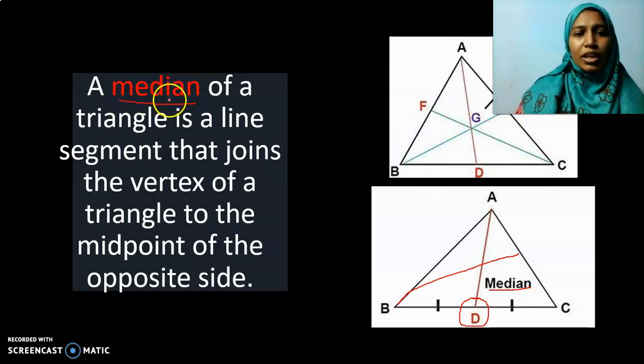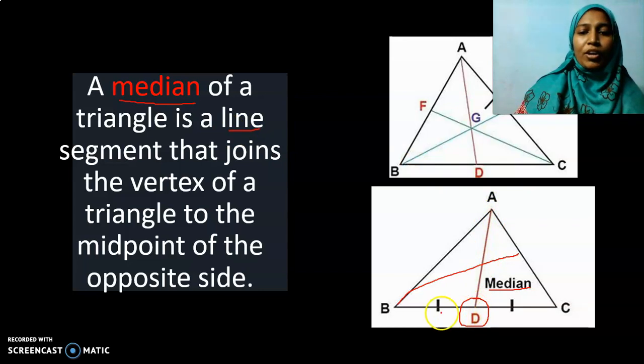Median. What is a median? It's a line segment joining a vertex and the midpoint of the opposite side. Vertex and the midpoint of the opposite side. These two are very important. Vertex and midpoint of the opposite side. Is it clear how we define median?